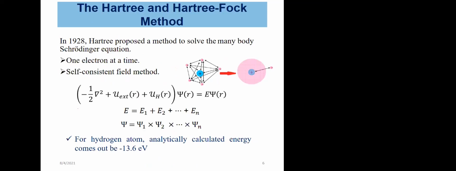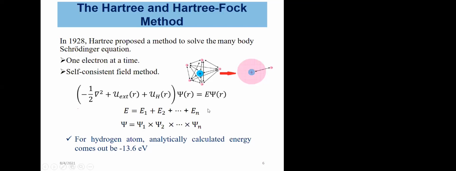So the first attempt to solve this equation was made by Hartree. He took a multi-electron system, considered one electron at a time, and tried to solve the Schrodinger equation by a self-consistent method. We will talk about the self-consistent method in brief, how it is done. So in the Hartree method, we have the kinetic energy of electrons, the electron-nucleus interaction energy, and the electron interaction energy.